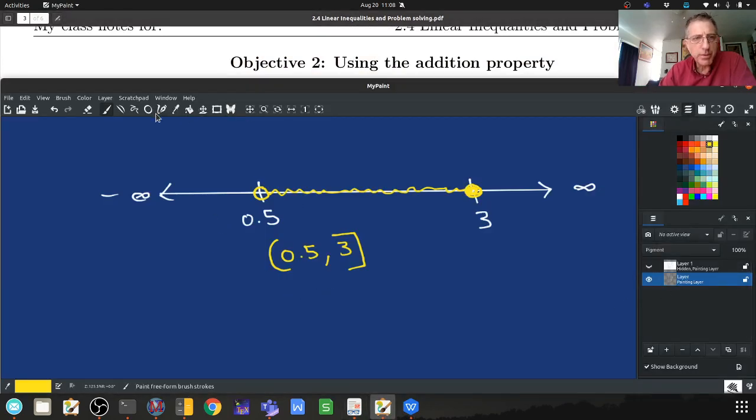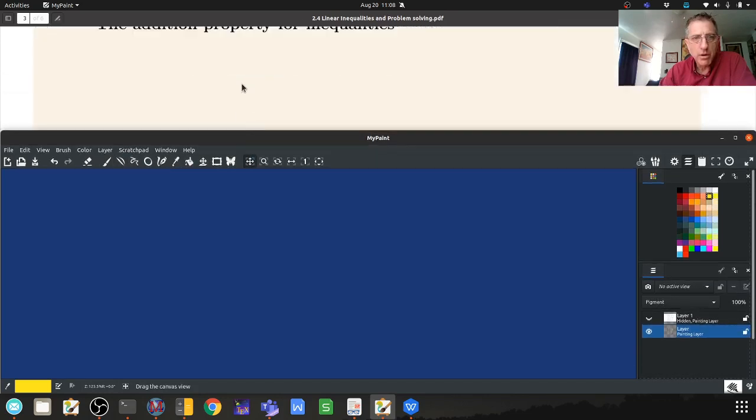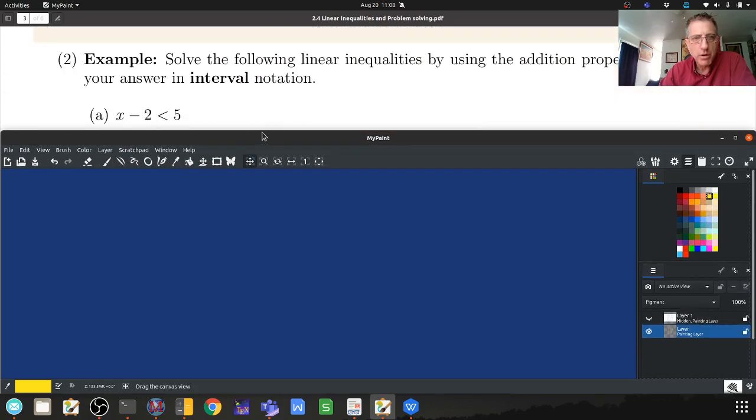The addition property of linear inequalities is exactly like the addition property for equalities. I'm not even going to write it down, I'm just going to explain it to you in words because it's so easy. If I'm given a linear inequality, I can add or subtract any number to both sides of the inequality. So here's the cool thing.